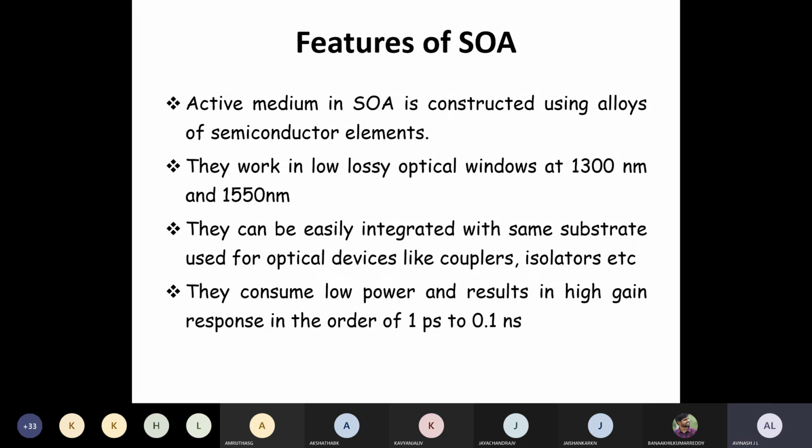When semiconductors are there in the active medium, those semiconductors are made with their alloys. That means doping. So the generation of energy, the production of energy, will be at a very high level. That is the benefit we have. That is exactly the concept. That is why we go for doping and take alloys into consideration.